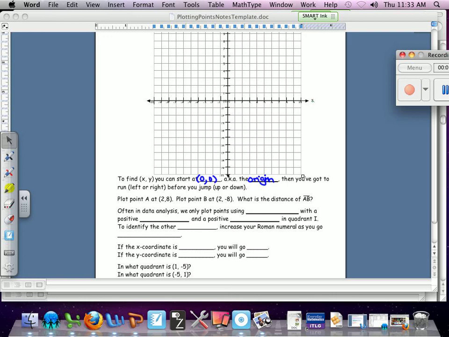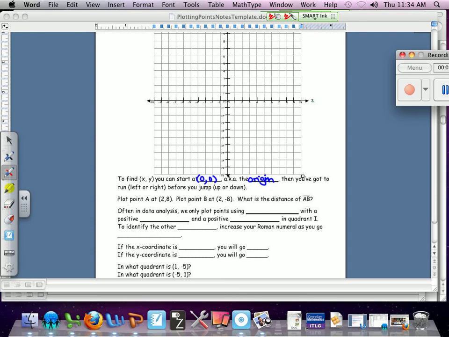So on this graph, go ahead and plot point A at 2, 8, and plot point B at 2, -8, and figure out what the distance would be if there's a line segment from A to B. You can draw the line segment if you'd like. What units should we label it with? You should label point A as A, and point B as B. And the distance is just the difference, how many units it is between the two of them.